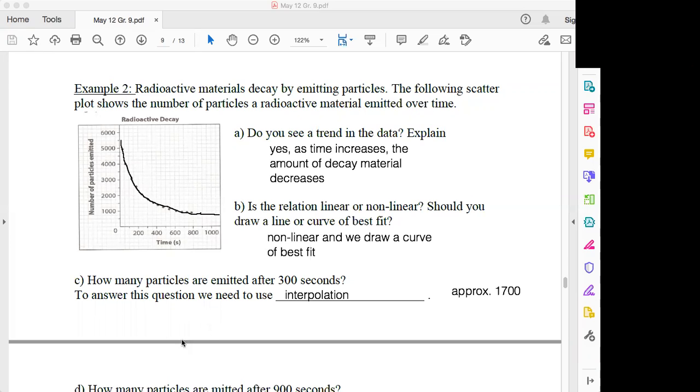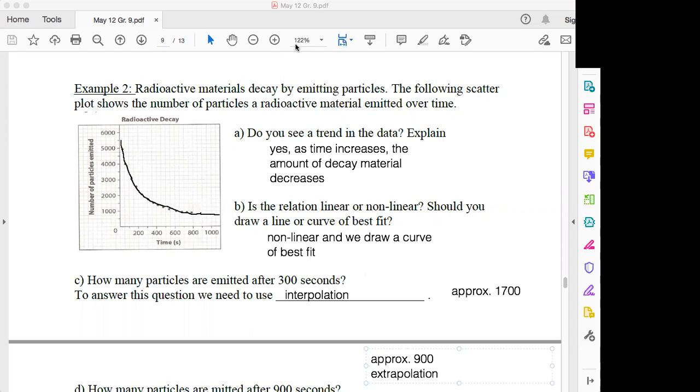How many particles are emitted after 900 seconds? If we go back to our graph here, at 900 we would look at our line and it would be approximately 900. I'm typing it here and not going down because I don't want to lose our graph. Because it's outside of our data, as our very last point is at about 800, that would be extrapolation in that case.